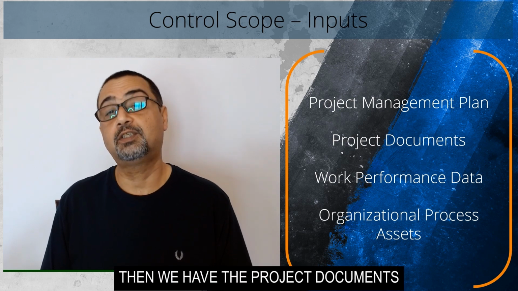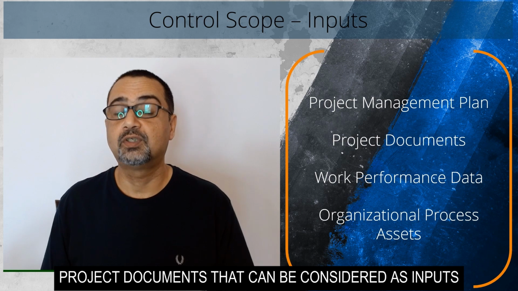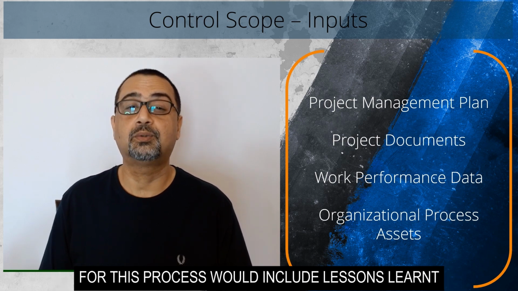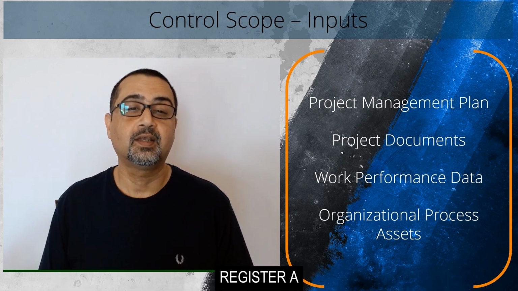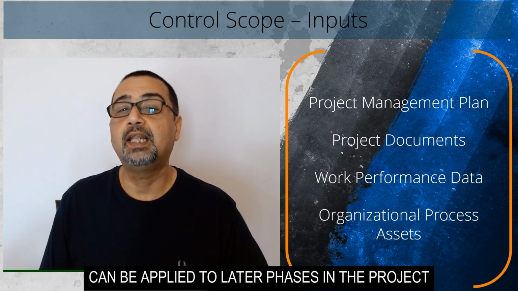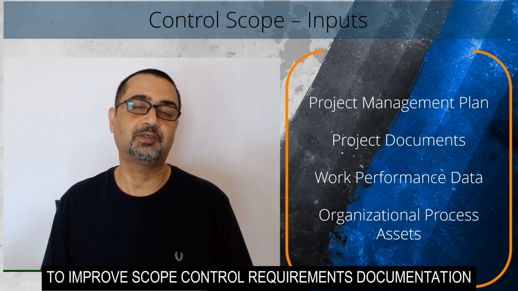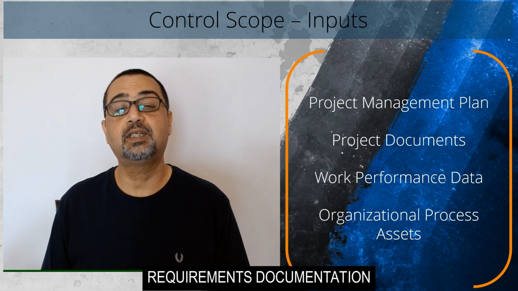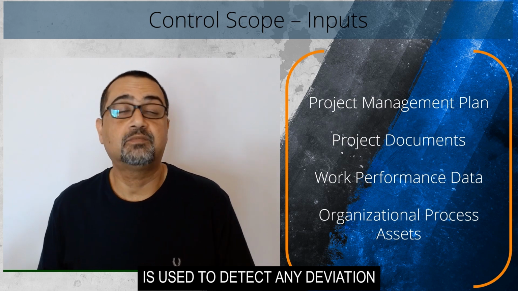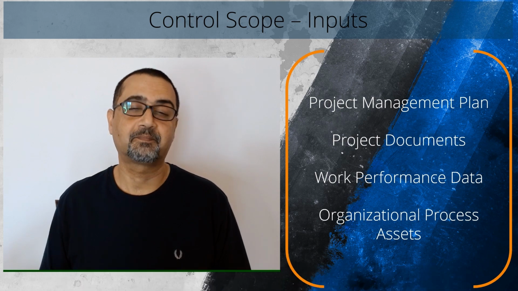Then we have the project documents. Project documents that can be considered as inputs for this process would include the lessons learned register. Lessons learned earlier in the project can be applied to later phases in the project to improve scope control. Requirements documentation. Requirements documentation is used to detect any deviation in the agreed upon scope for the project or product.